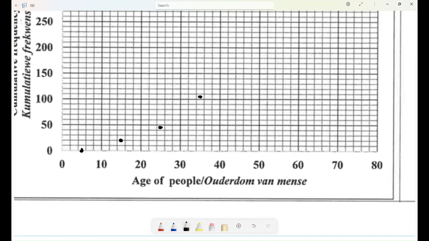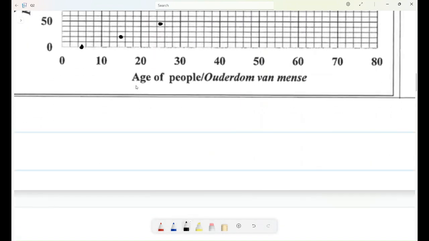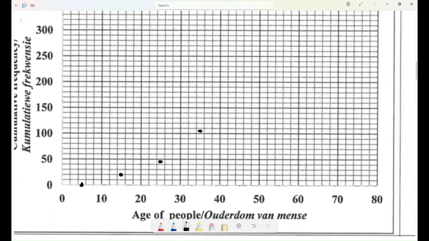Now 45 and 195. 45, I can see it is somewhere here. 195 is close to 200, but between 190 and 200, somewhere here.